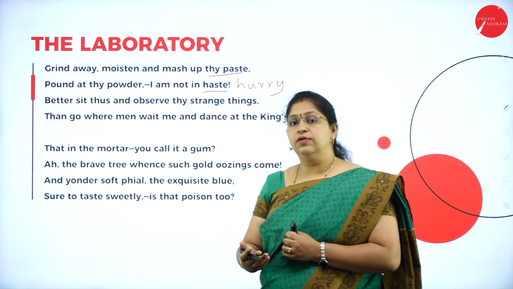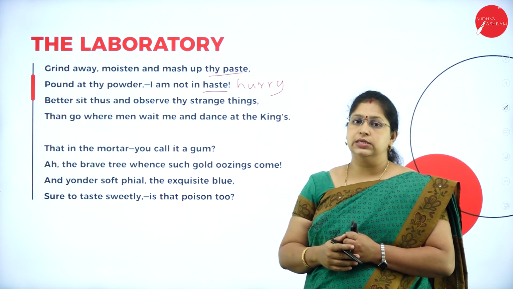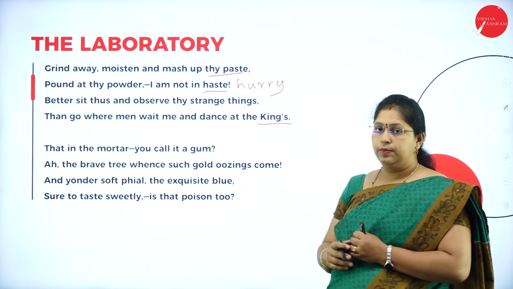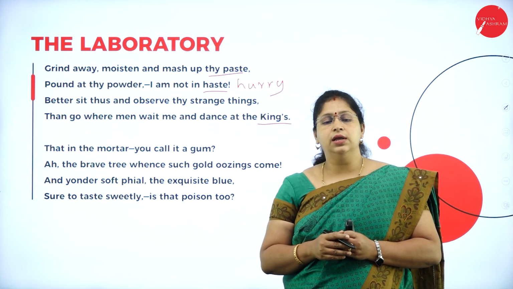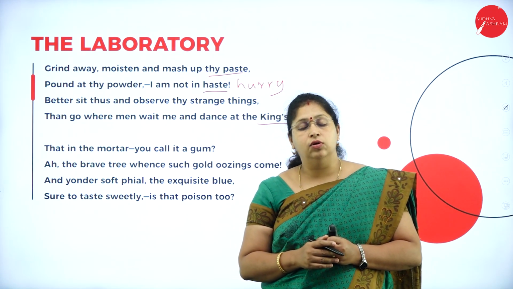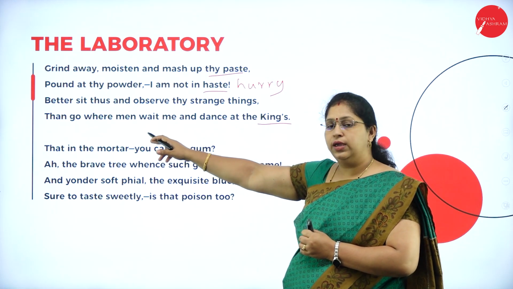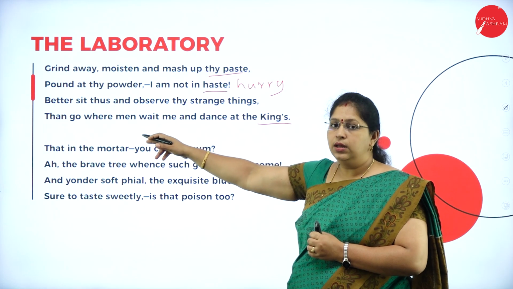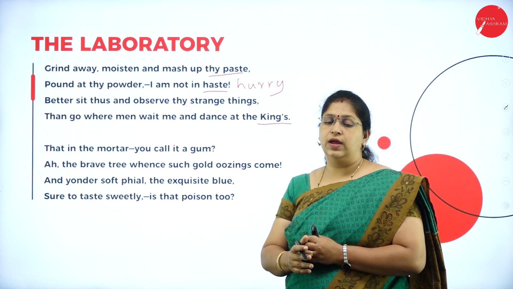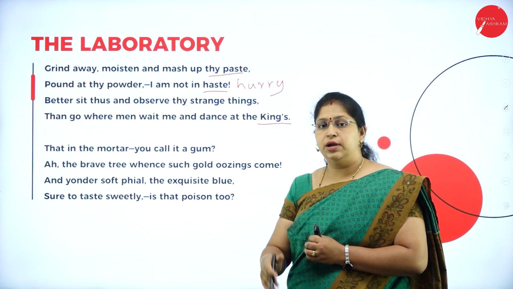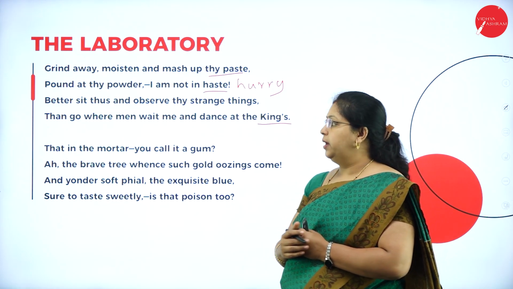Then go, instead of going where? Then go where men wait me and dance at the kings. Kings means here the king's court. So this woman belonged to the French king Louis XIV. She's telling, instead of going to dance there with the men in the king's court, it is better for me, or this is the need of the hour, that I sit here in the laboratory with you and look at how my poison is prepared.